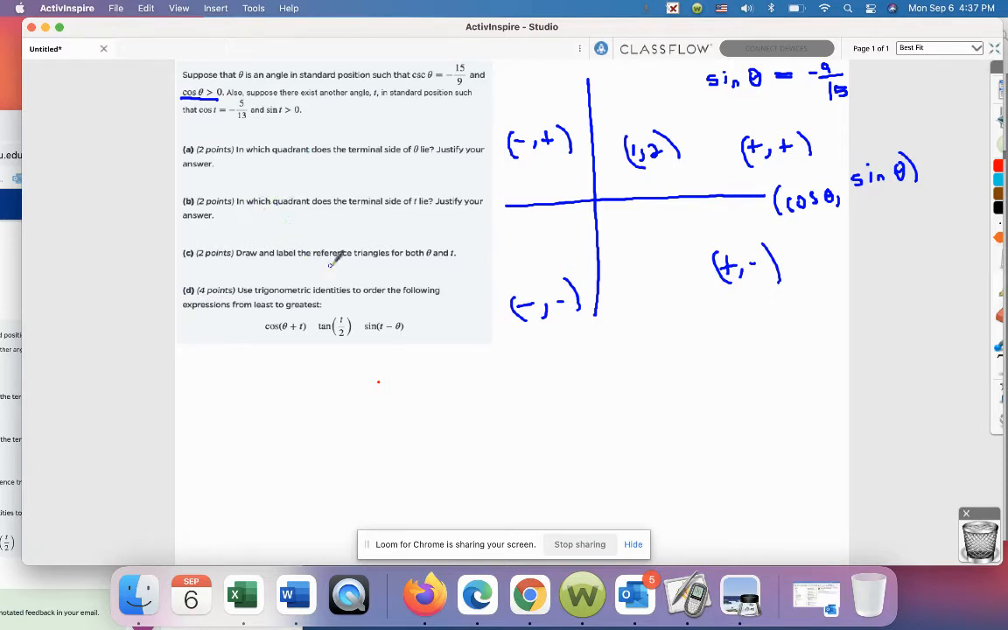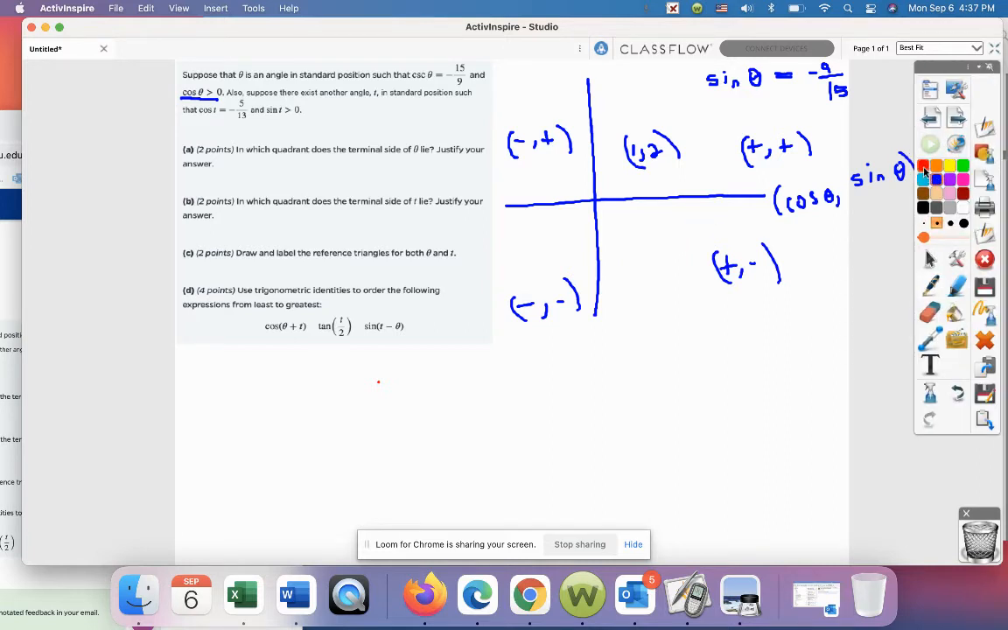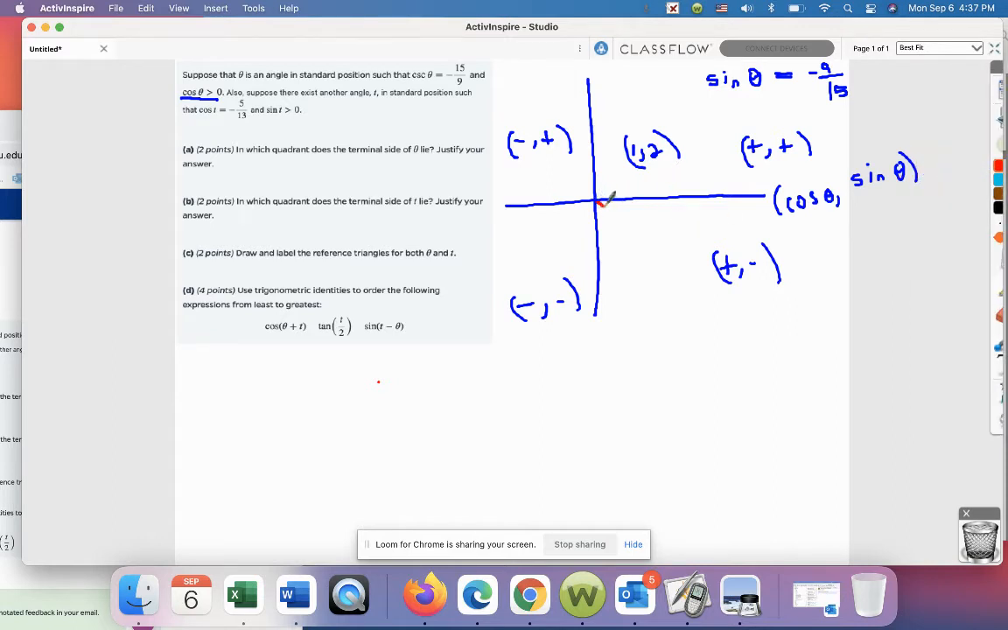It says draw and label the reference triangles for both theta and T. Well, the way you draw a reference triangle, you draw it in the appropriate quadrant, whichever one where the solution is. We'll draw one of them. Let's do theta. I know that theta is in the second quadrant. So I'm going to draw myself a triangle down here. Something that looks like this. Hopefully yours is neater than mine. And your theta is going to go over here, always. Okay?